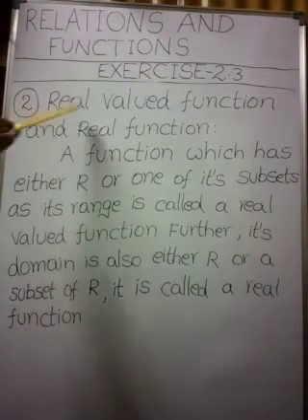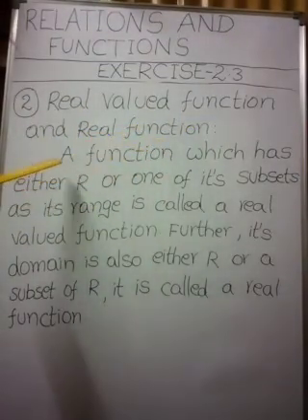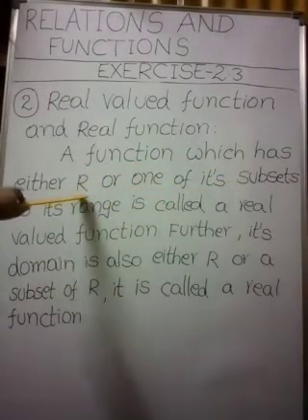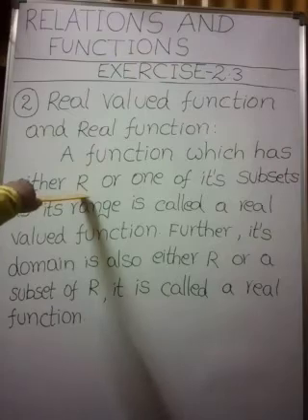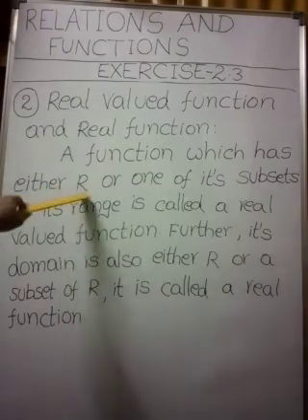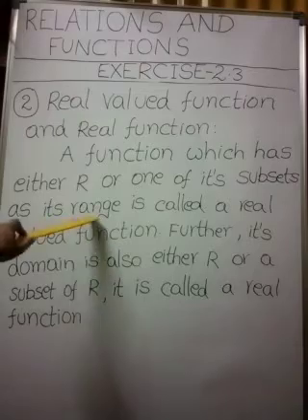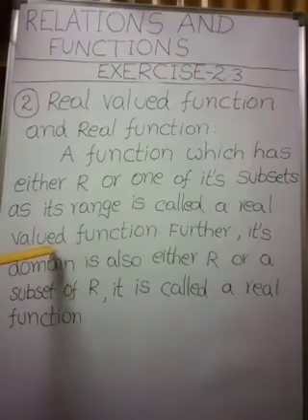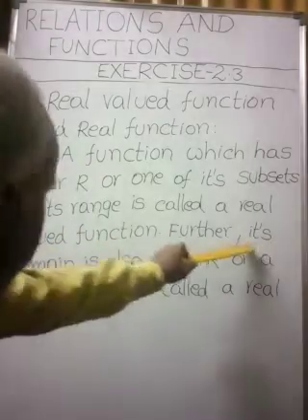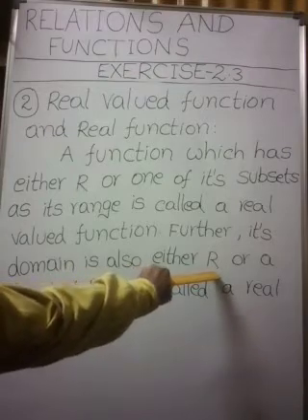Second point, real valued function and real function. A function which has either R or one of its subsets as its range is called a real valued function. Here R denotes the set of real numbers. Okay, my dear children, understood? Further, its domain is also either R or a subset of R. R denotes a set of real numbers.